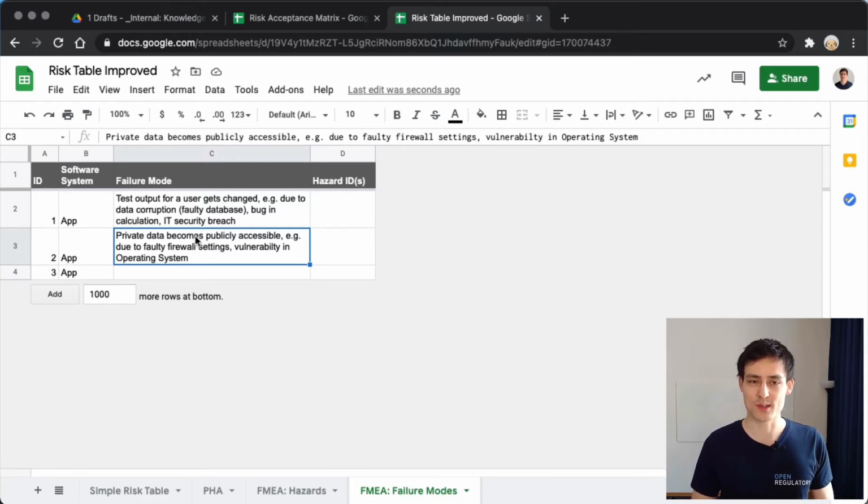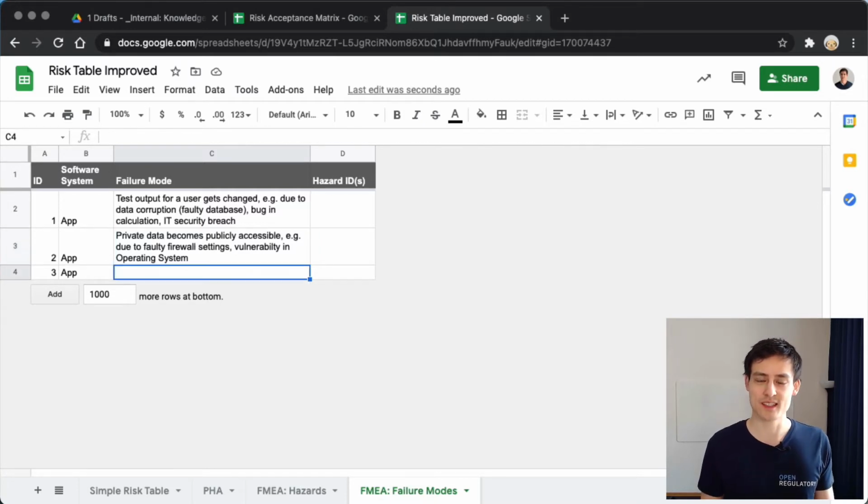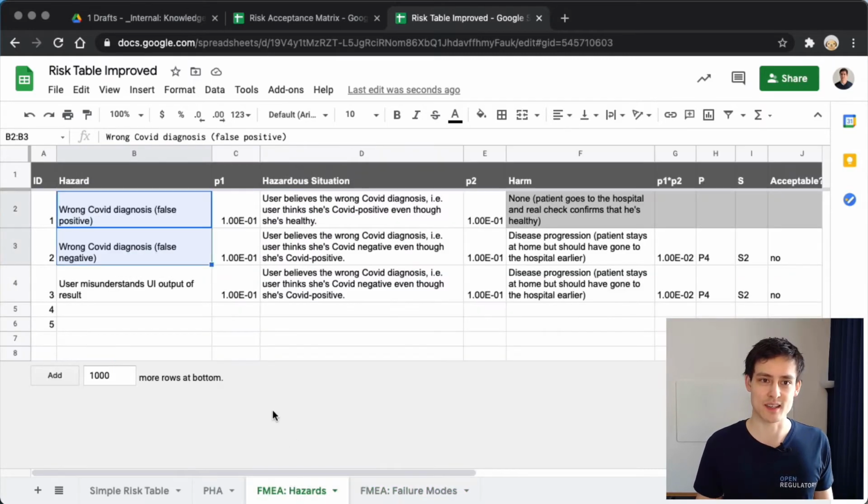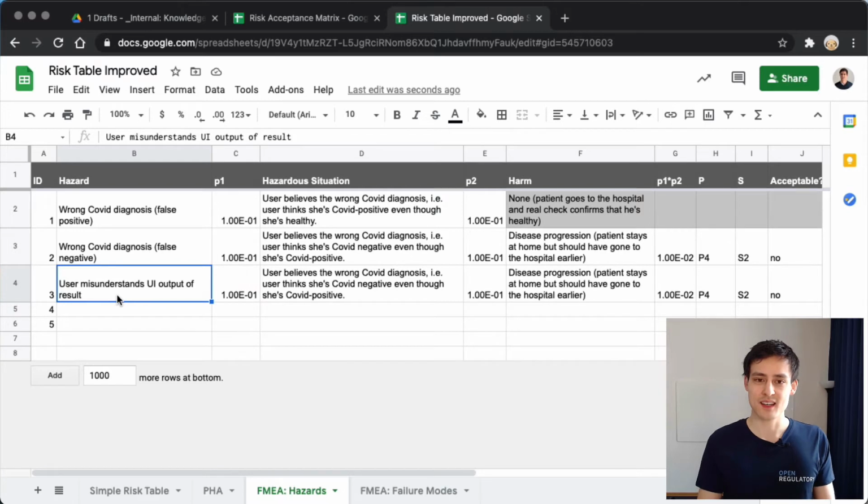And then you ask them what could go wrong in any instance. And then maybe they would show you the user interface, and they would say, yeah, we don't know how well this is being displayed on tablets. That's a potential failure mode, right? Because if something doesn't get displayed properly in your app, you're actually back in the hazards table: user misunderstands UI output of the result, because maybe they're using a tablet and the result just isn't displayed correctly there.